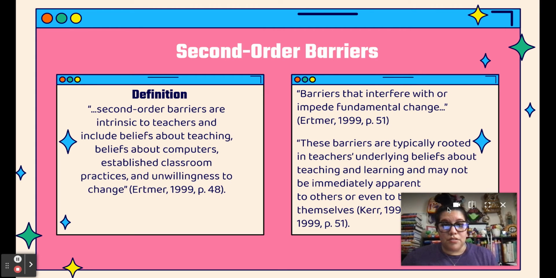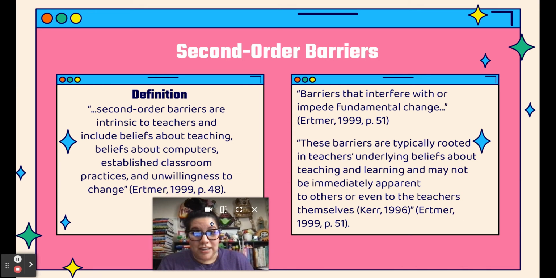So, second order barriers are intrinsic factors to teaching and include beliefs about teaching, beliefs about computers, established classroom practices, and unwillingness to change. And I wanted to add a few more things that I thought were interesting. Ertmer also said that they are barriers that interfere with or impede fundamental change, and that these barriers are typically rooted in teachers' underlying beliefs about teaching and learning and may not be immediately apparent to others or even to the teachers themselves.